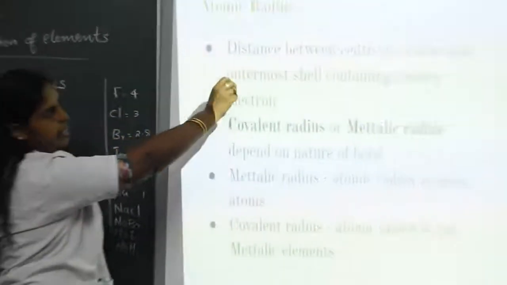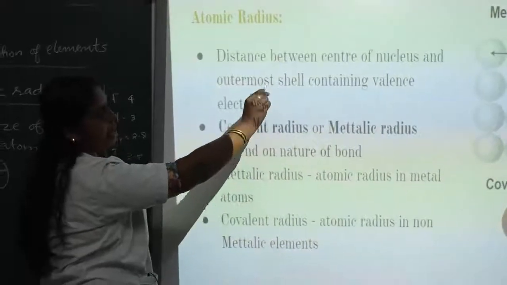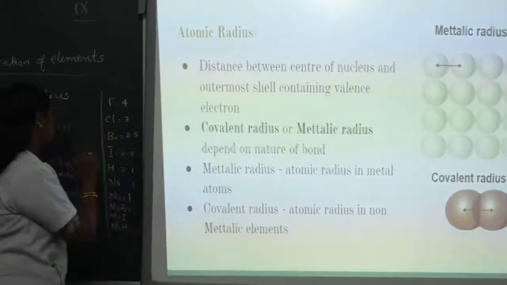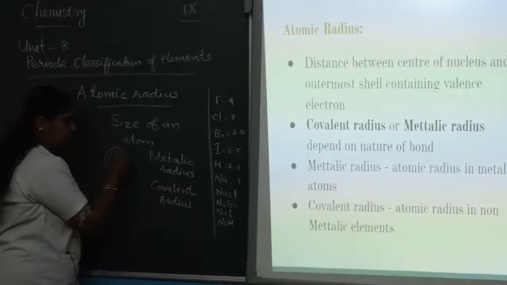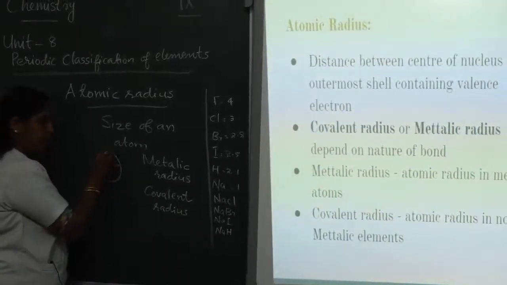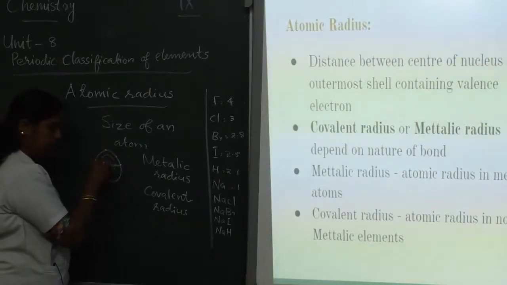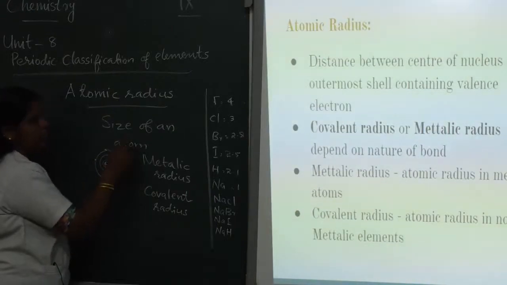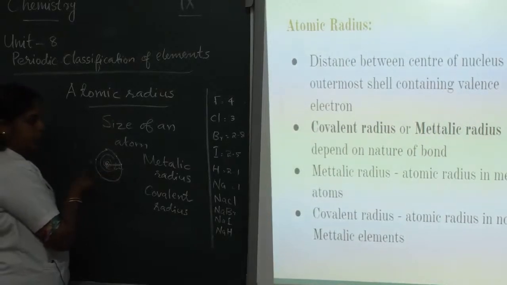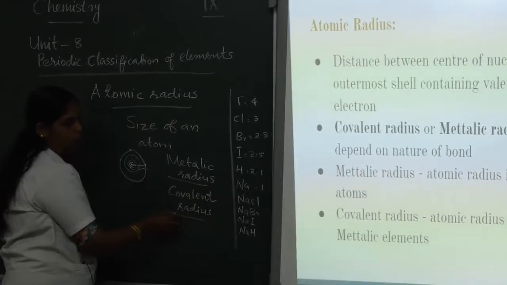Atomic radius means the distance between the center of the nucleus and the outermost shell containing valence electrons. We know the valence electrons are present in the outermost shell, and the nucleus is present at the center of an atom. The outermost shell containing electrons are known as valence electrons. The distance from the center to the outermost shell is known as atomic radius. Atomic radius is referred in two ways, that is metallic radius and covalent radius.